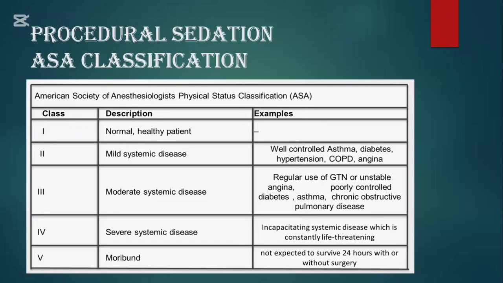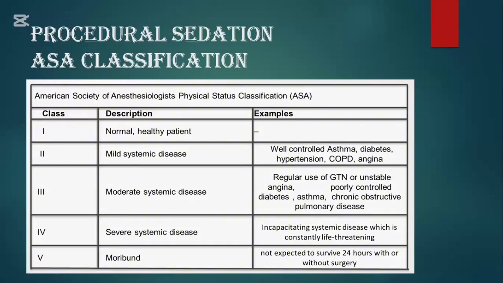In class 1, the patient is a normal healthy patient without any comorbidities. Right? But in class 2, here our concerns start. The patient has mild systemic disease, but that is well controlled. Like the patient has comorbidities of diabetes, hypertension, angina, asthma, but they are well controlled, and the patient is also compliant with the medication. Then comes class 3.